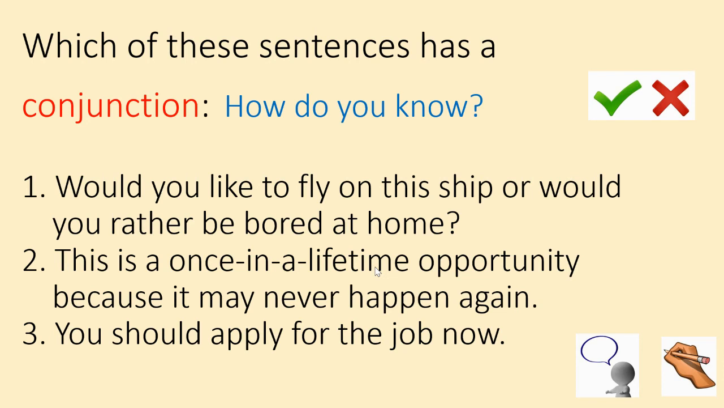Okay, great. So now we're going to test ourselves just like we do in class and just like we've done in lots of other sessions. You're going to write 1, 2, 3. And then next to 1, 2, 3, you're going to put a tick or a cross if there is a conjunction in that sentence.